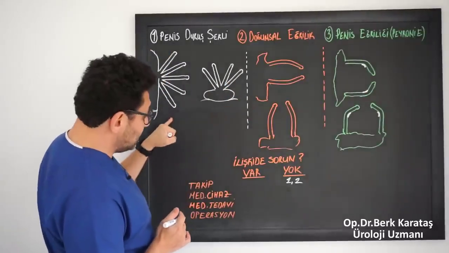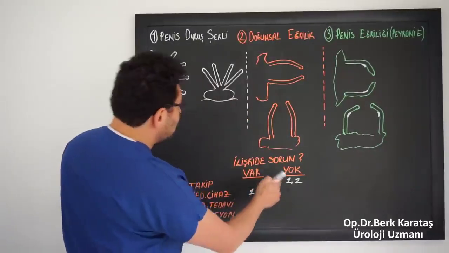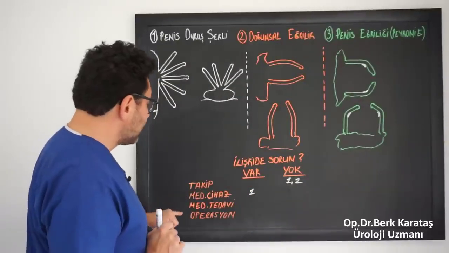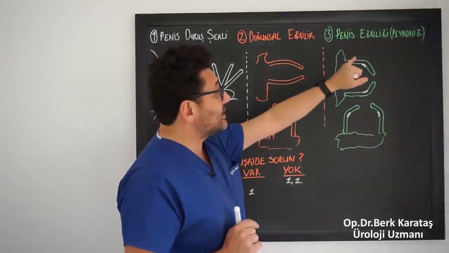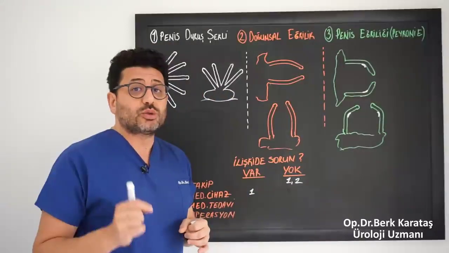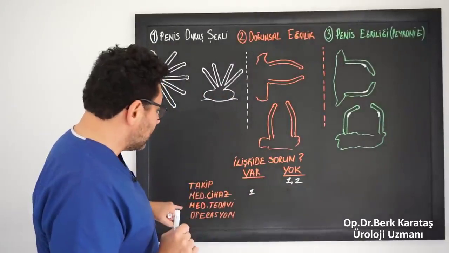In the first case, a medical device can be used. In other words, in the number 1 case, the medical device can be used under special conditions. Now, if we come to the curvature of the penis, that is, the real curvature of the penis, Peyronie, if the person has problems in intercourse, if he has erection problems, a medical treatment or operation can be recommended.